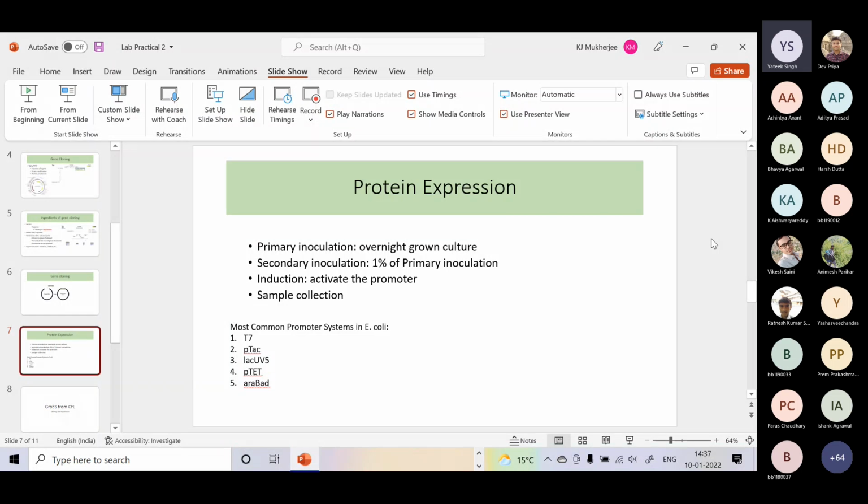We need to show them this inoculation and everything, how to. So you can turn on the camera.